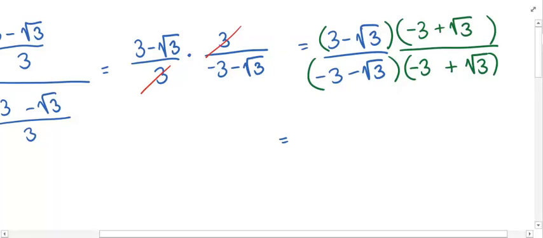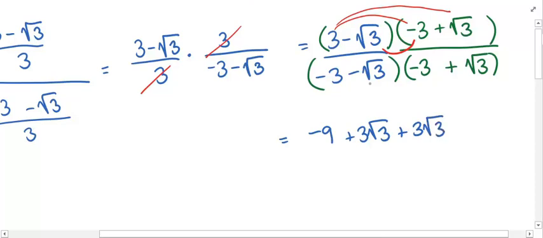So if you multiply the first terms together, 3 times negative 3 is going to give you negative 9. Multiply the outer terms, 3 times square root of 3 is 3 square root of 3. Multiply the inner terms, negative times negative will turn this positive. Square root of 3 times 3 is 3 square root of 3. And then the last terms, negative times positive will give you negative. Square root of 3 times the square root of 3 is 3.